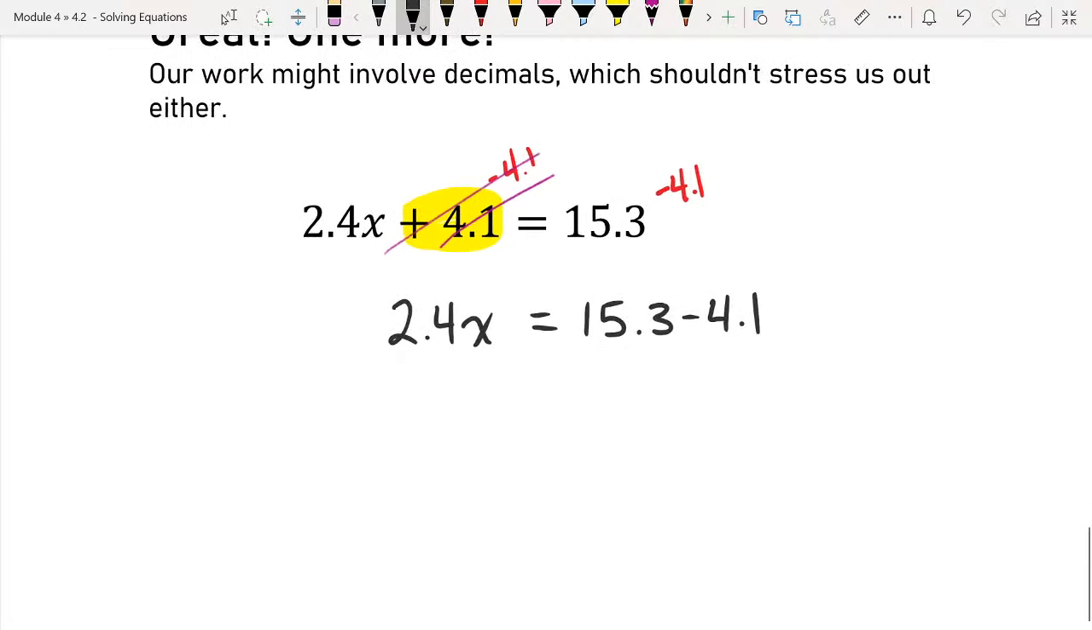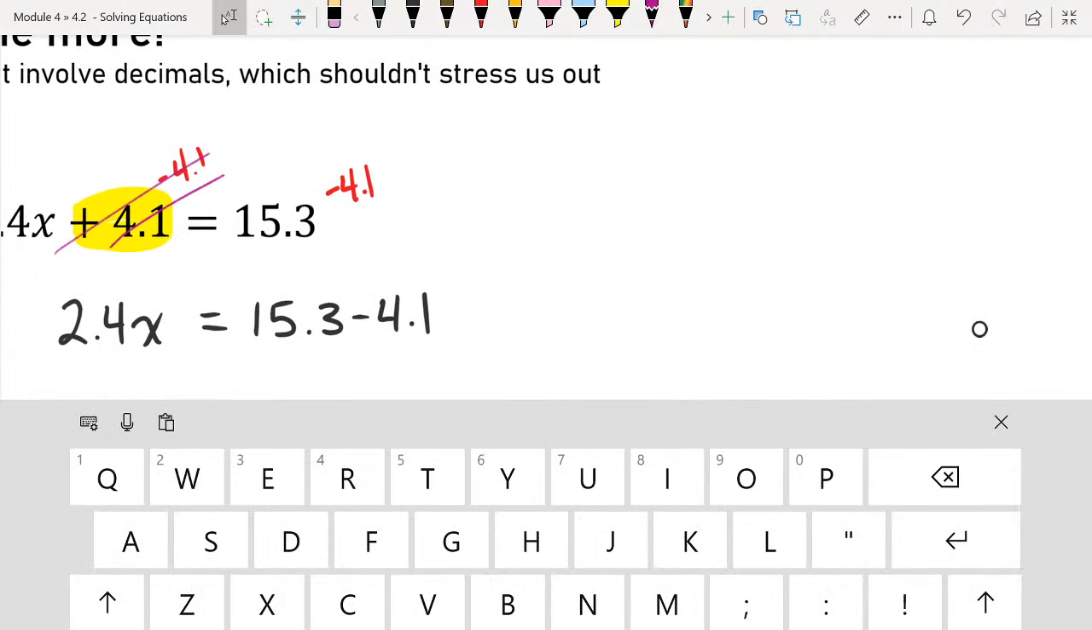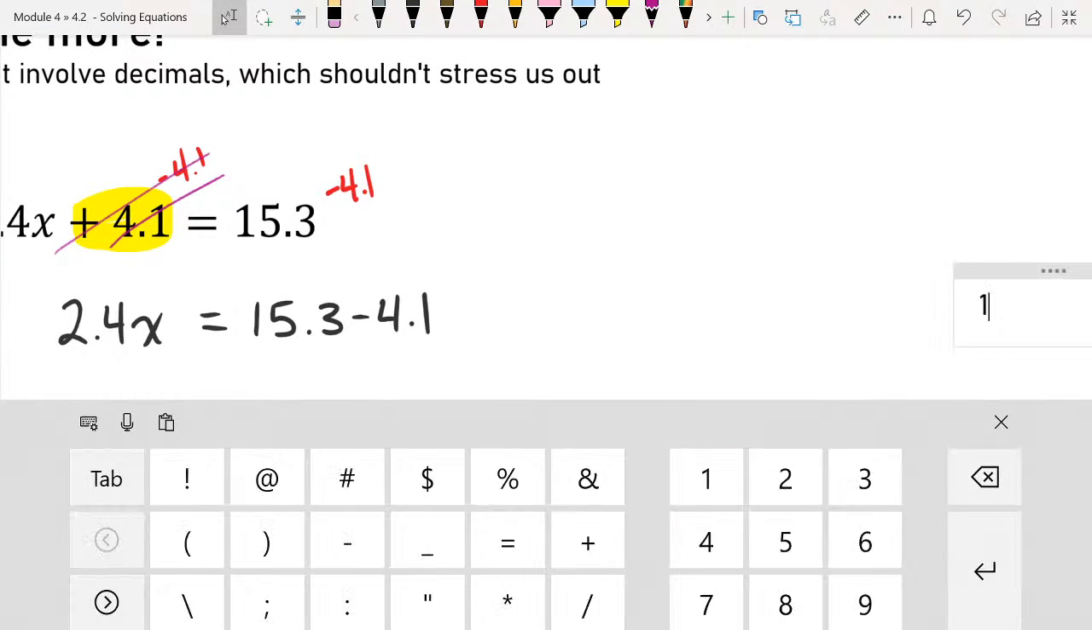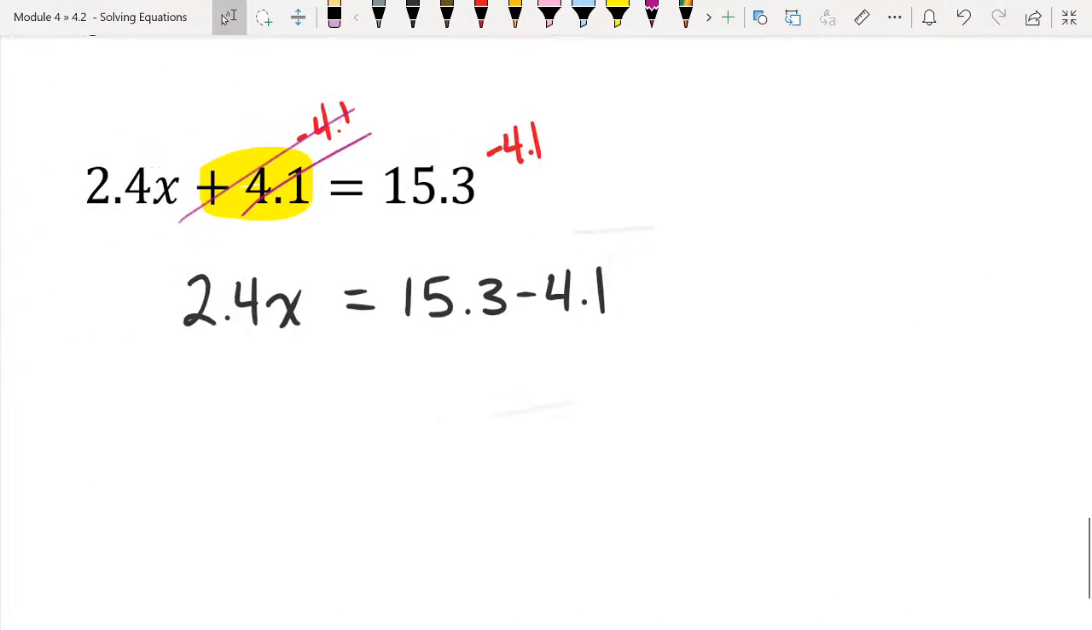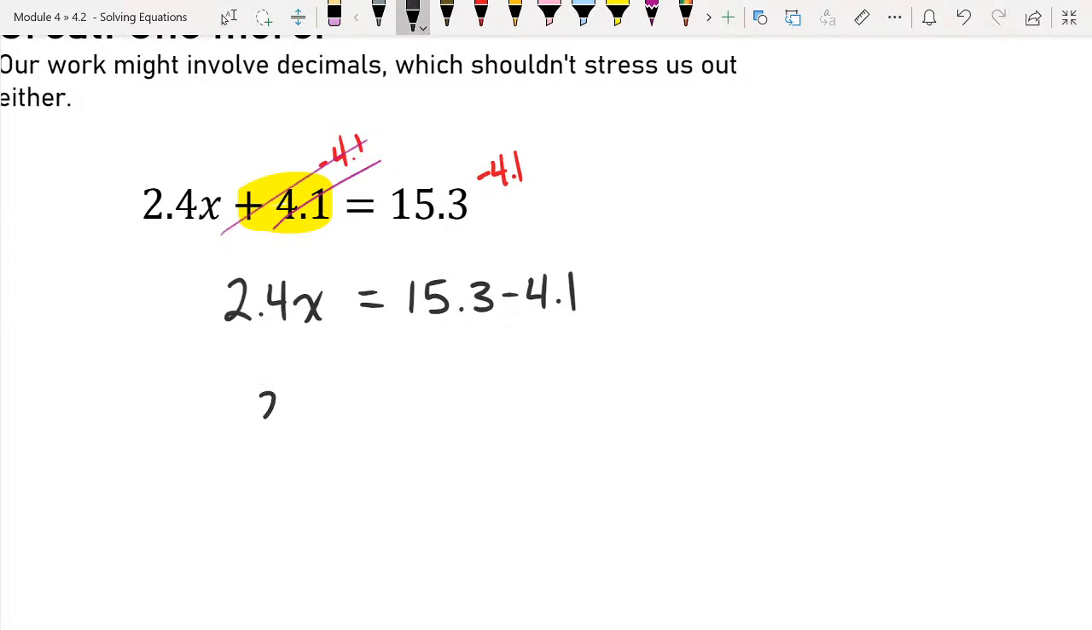Now, for this, you very well may need a calculator. So let's do that. 15.3 minus 4.1, and we should get 11.2. Nice. So we can get 2.4x being equal to 11.2. My advice, use a calculator. You don't need to be able to do this in your head. Now we're one step closer, but now we can deal with the fact that the other way they've confused this is by multiplying by 2.4.